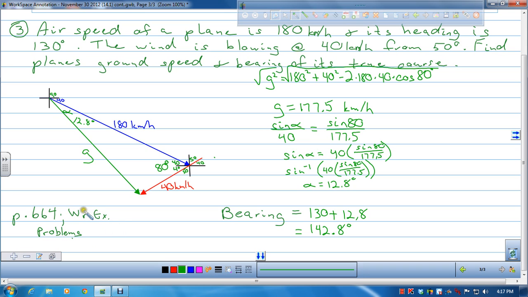The assignment we're going to work on, page 664, written exercises, we're going to do 5, 7, 8, 15, and 17. We're also going to work on problems 1, 2, 5, and 7.